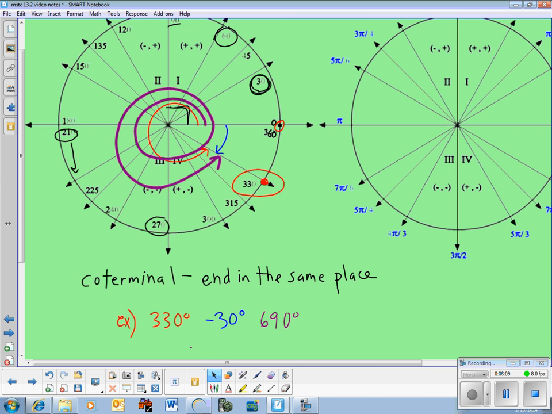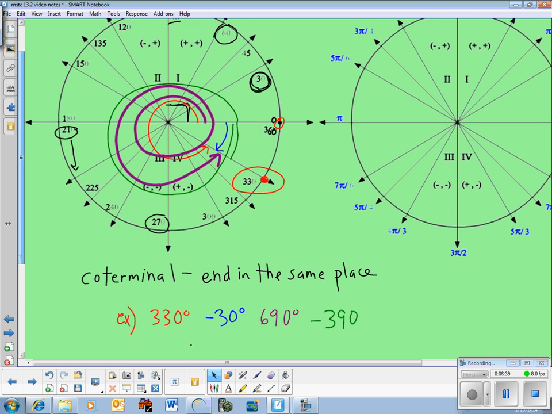Well, what about another one? How about this? Start here, go negative all the way around, and then go 30 more. So I go negative 360, and then 30 more. That's negative 390, right? So these are examples of 4 coterminal angles. They all end in the same spot. And add another trip around the circle to any of those, and you get the same thing. Okay? So that's coterminal.